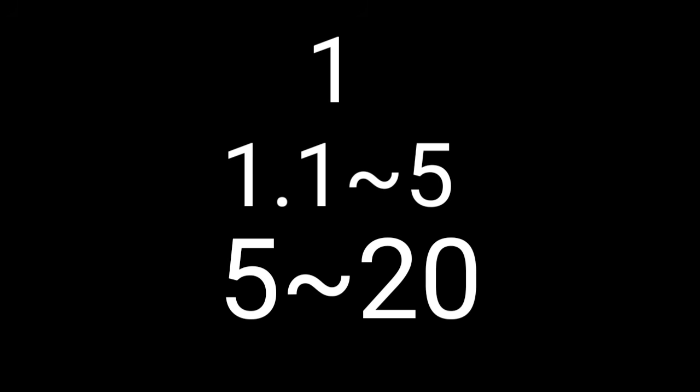If we don't find the value in 1, then we will start searching from 1.1 to 5. And if we don't find the value from 1.1 to 5, then we will start searching from 5 to 20. Similarly, we search for higher and higher values until we find our value.